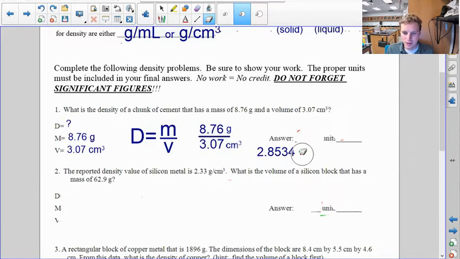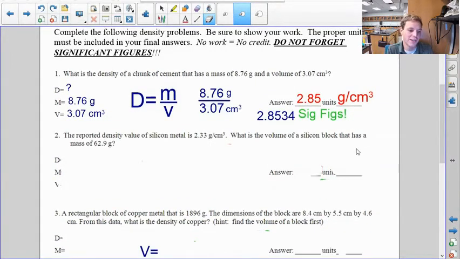My calculator will tell me 2.8534. But because we have 3 sig figs divided by 3 sig figs, that means we can only keep 3 sig figs in our answer. So 2.85, and we round after that 5. So our final answer is just going to be 2.85, and our units will be grams per centimeter cubed. This is the density, so you need grams over volume, or mass over volume. And this is a solid, so it's going to be centimeters cubed for your volume, not milliliters.